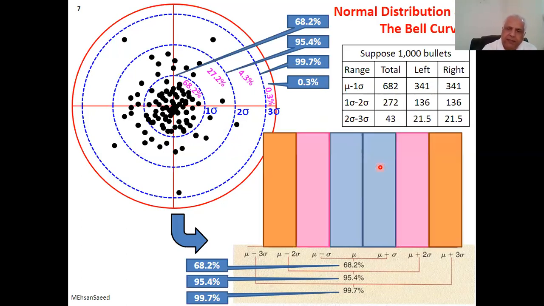Let us now create jars. We want to collect these bullets and put these bullets in their respective jars. So this will be the jar for the bullets which lie to the right of the center line within the first standard deviation. This will be the jar for the bullets which lie again to the right of the bullseye, but between the first and second standard deviation, and this is the jar for the bullets which lie to the right of the center line between the second and third standard deviation. And likewise, we have three more jars for the left of the center line. Let's now put these bullets in their respective jars.